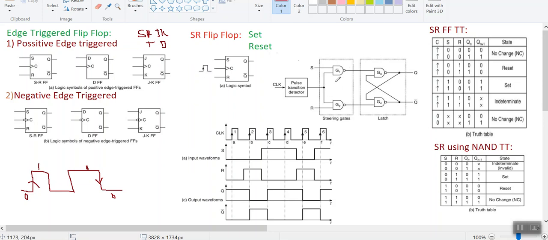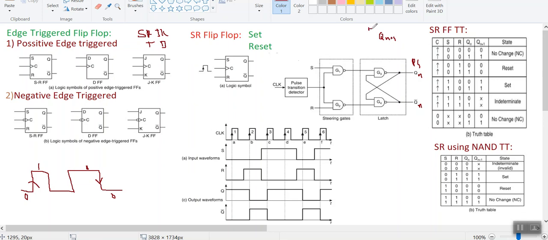So this is our basic logic diagram for the SR flip-flop. This SR flip-flop consists of two inputs, S and R, and two outputs, Qn and Qn bar. We can consider this as my present state, and I would like to consider my next state as Qn plus 1.